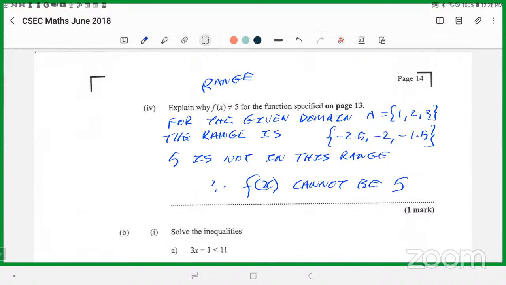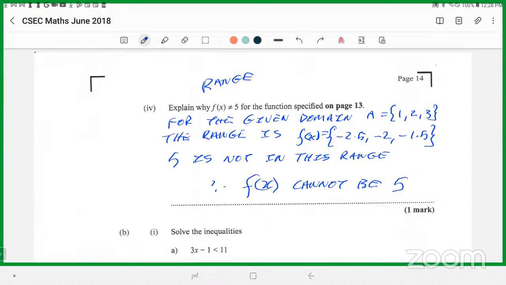I don't have to write the statement exactly like this. Anything you write that is saying something similar to this, that's what it is. So basically what we're saying is that 5 is not in the range. None of the domain values map onto 5. The domain values all map onto these values. So therefore, 5 cannot be one of your range values. Range values are these. Understand that, guys?